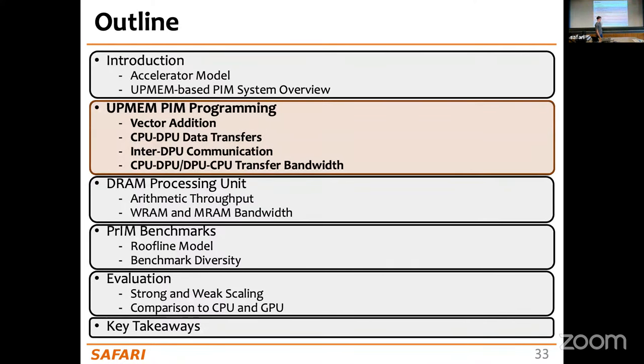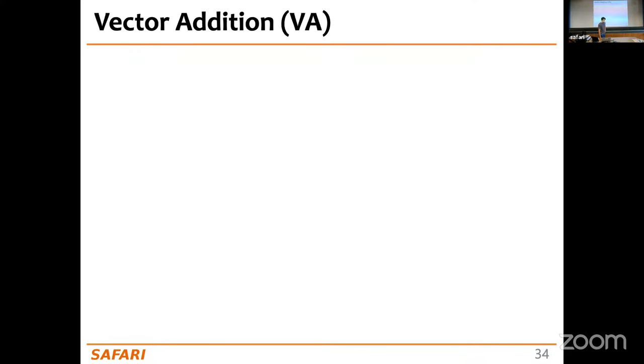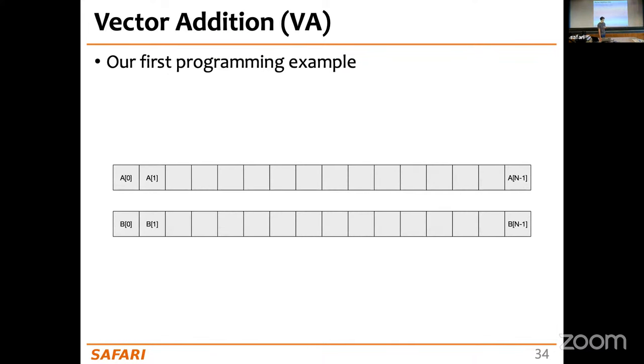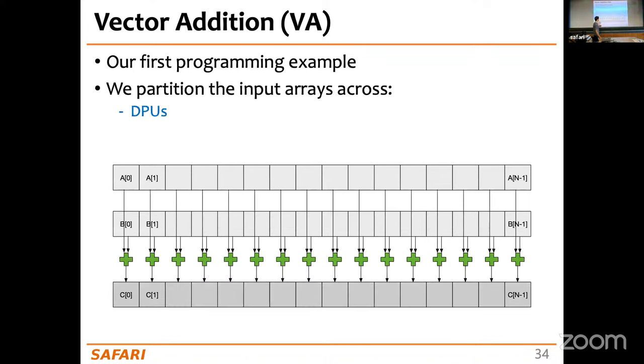Okay, we started talking about how to program this system, right? And we started with a very simple example that is vector addition. Vector addition is easy because it's easy to parallelize. We just need to partition the input and the output array over the different processing elements that we have in the system, or PIM cores, called DPUs in the context of the UPMEM PIM system.